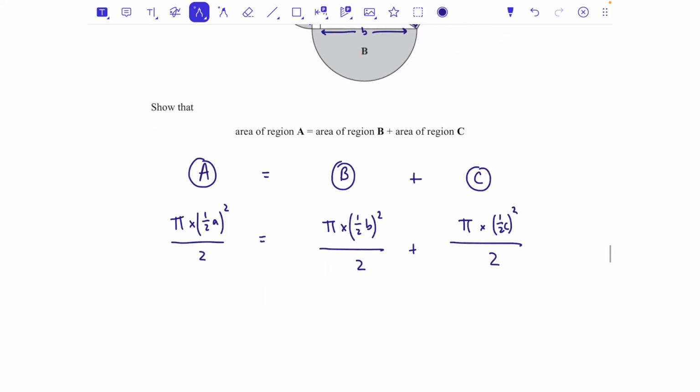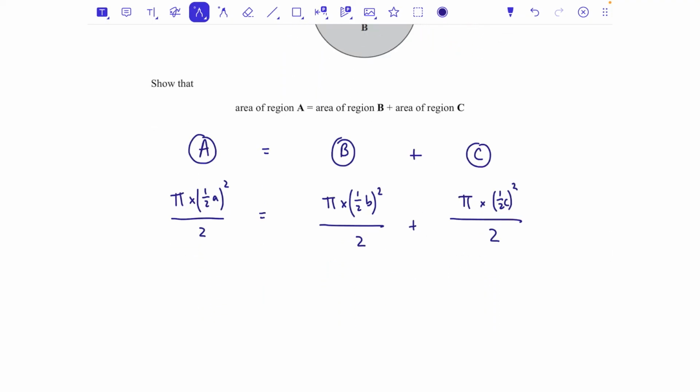Okay, now let's work with this. This is an equation, so we can multiply everything by 2 and get rid of all of those fractions. So I'm left with pi times, let's also square this. This will be a quarter A squared, because you're doing a half A times by itself, and a half times a half is a quarter, equals pi times a quarter B squared, add pi times a quarter C squared.